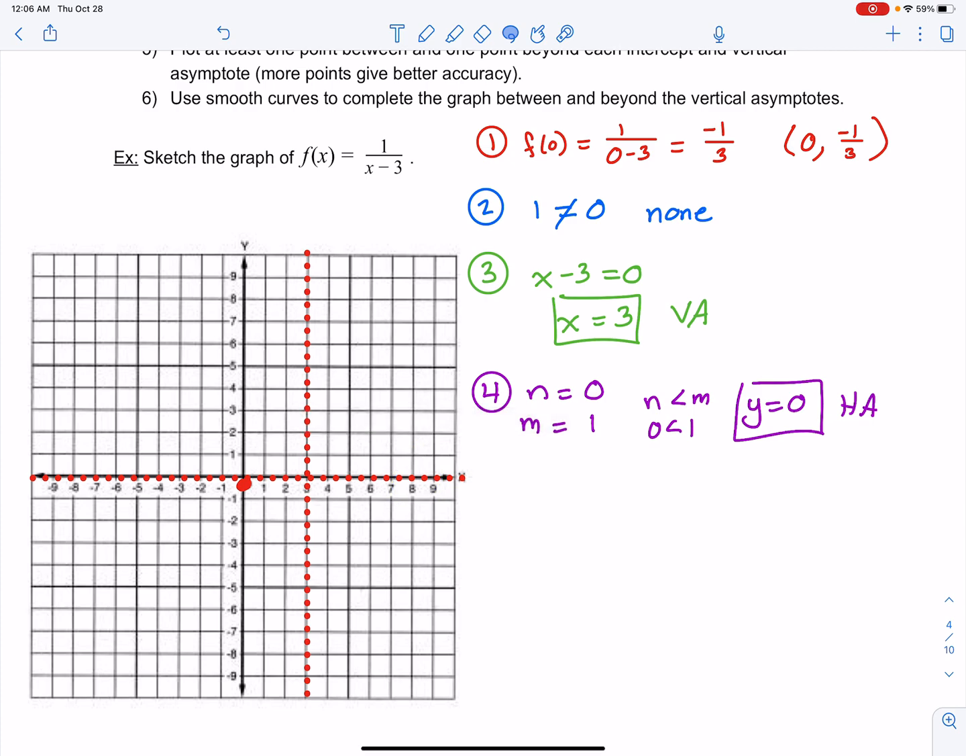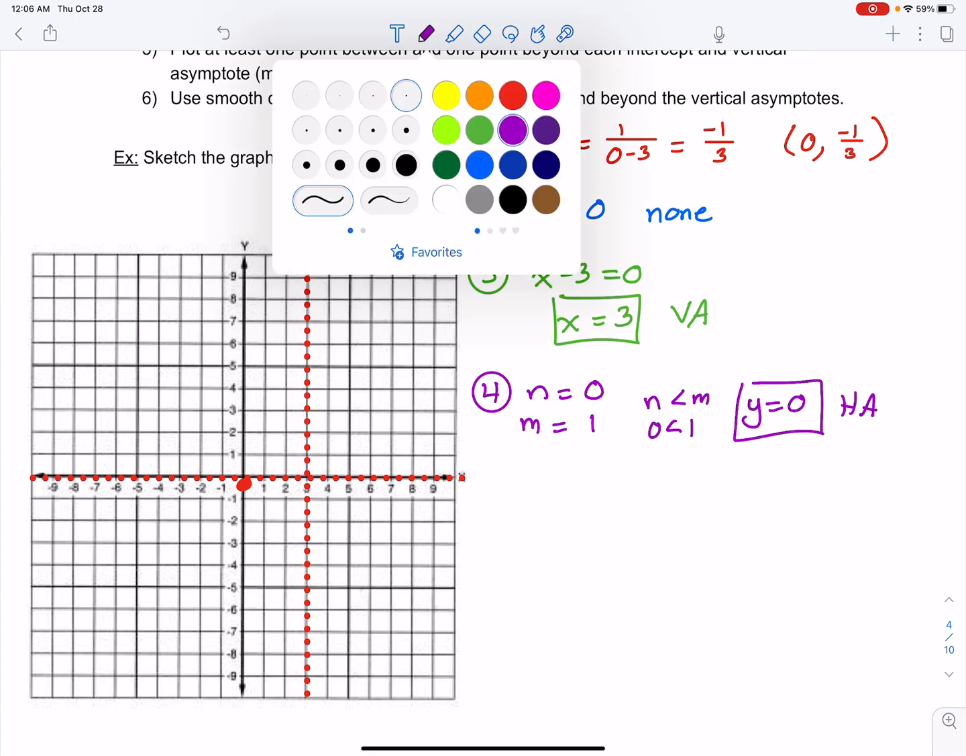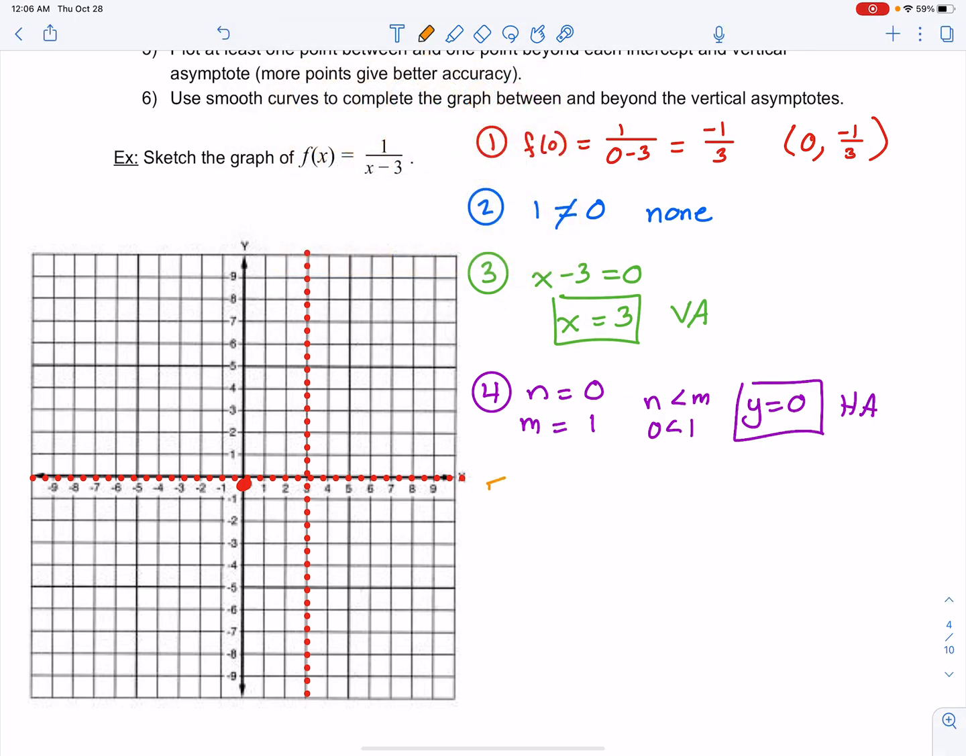So then we just want to come up with some more points here. These vertical asymptotes, you want to pay attention to them. They kind of cut your graph up into pieces. We have one vertical asymptote, so we can look at the left of that vertical asymptote and the right of that vertical asymptote. We can pick some values and pick as many values as we want. The more points we have, the better, the more accurate it is.